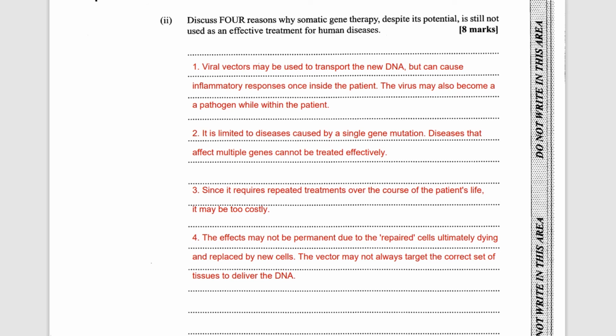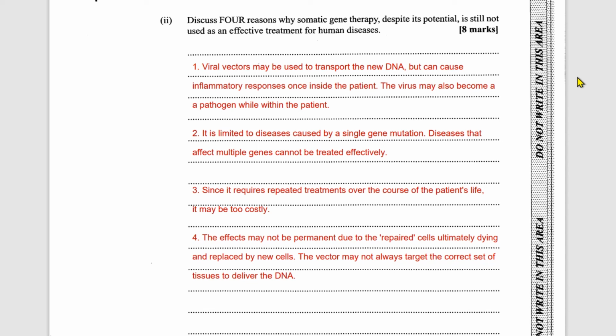Now part 2, and this is 8 marks, which, questions like this could be kind of scary because they are multi-mark. Discuss 4 reasons why somatic gene therapy, despite its potential, is still not used as an effective treatment for human diseases. So somatic gene therapy is where they would try to insert the fixed DNA, the good DNA, the repaired DNA, kind of like when you're fixing a computer bug, into a specific target cell. So not into the gametes, right?